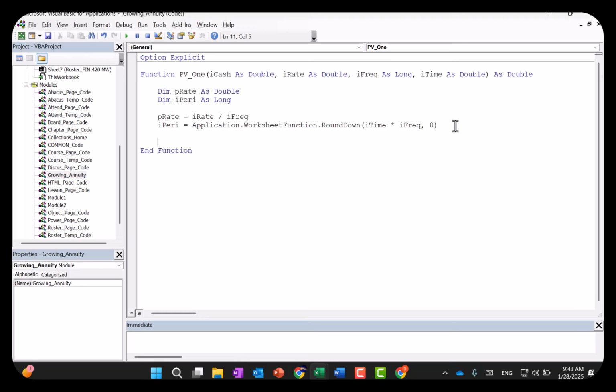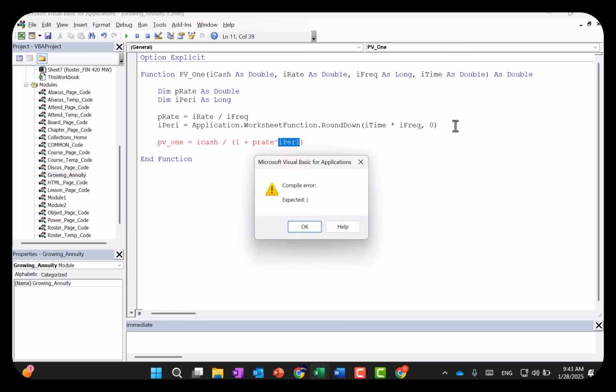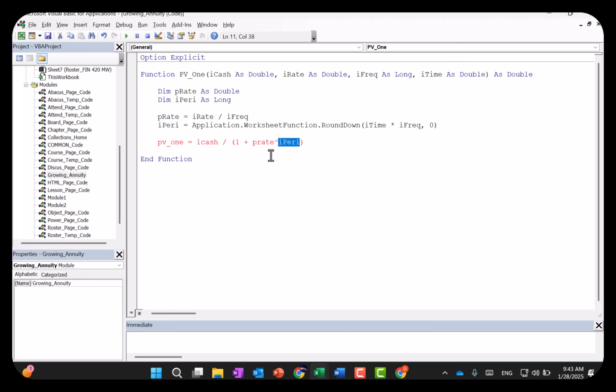Now, what I want to do is easy. PV1 equals iCash divided by 1 plus pRate raised to the power iPerry. Okay.